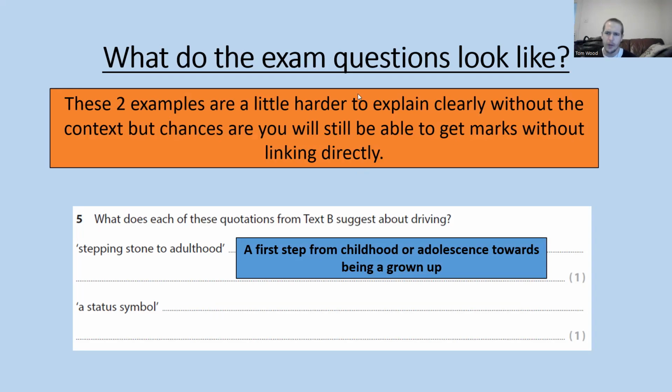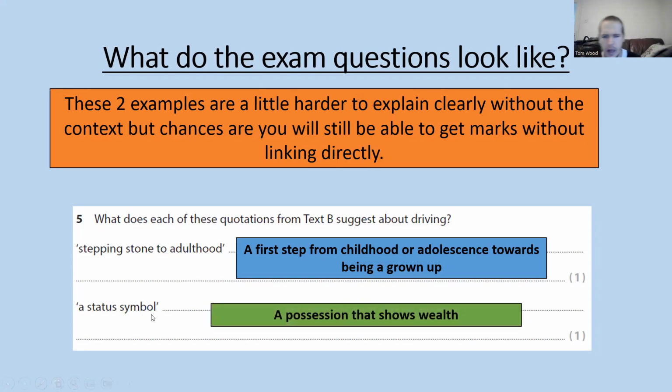But again, when this is in the context, it does make it considerably easier to understand. When you read it in the sentence and you're essentially explaining what is meant by it, you can link it to the text itself. So it does make it a bit simpler there. A status symbol, then. So this is going to be like a possession that shows wealth.